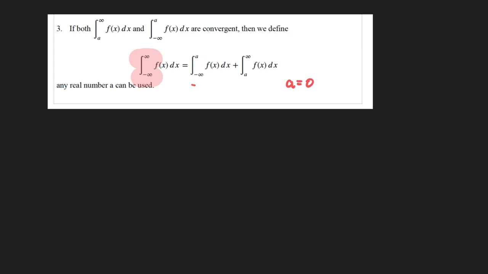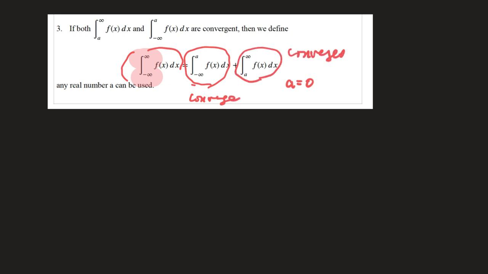Another very important thing: if this one is convergent and this one is convergent, both are convergent, then this limit converges. If one of them is divergent, then this improper integral is divergent. Guys, make sure you understand that one.